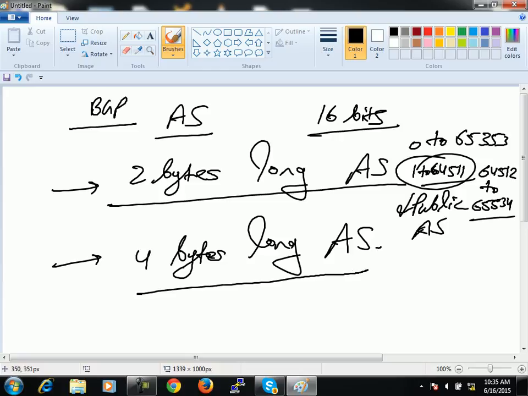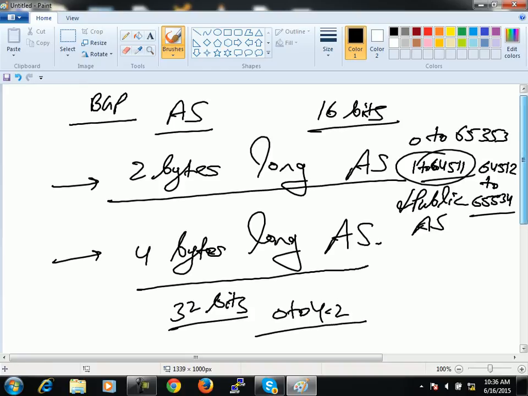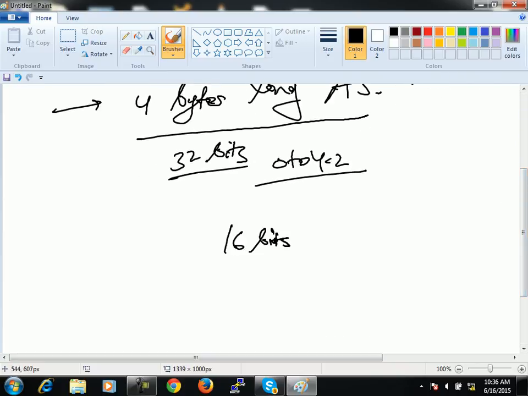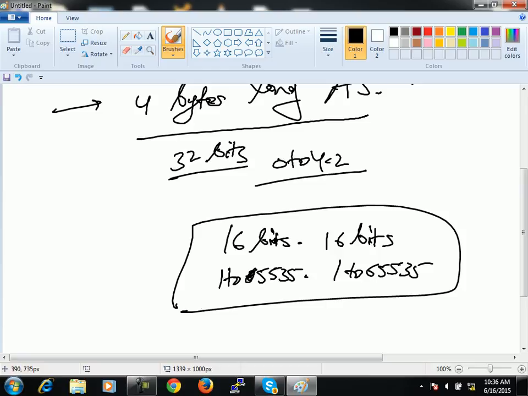These ASs are not going to be exhausted very soon, because 32-bit long ASs are available. It means the range can be from 0 to 4.2 billion. Now these 4-byte long ASs can be represented in two formats: either 16 bits dot 16 bits, meaning 1 to 65535 dot 1 to 65535 in this manner, or you can directly represent it as a decimal number between 0 and 4.2 billion. So it depends on you how you want to represent them.